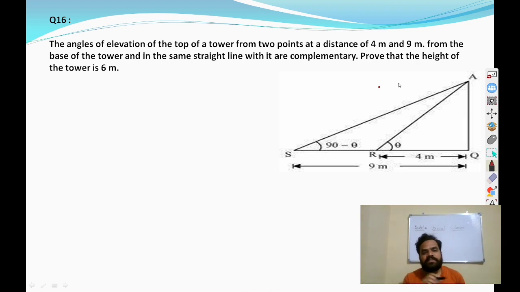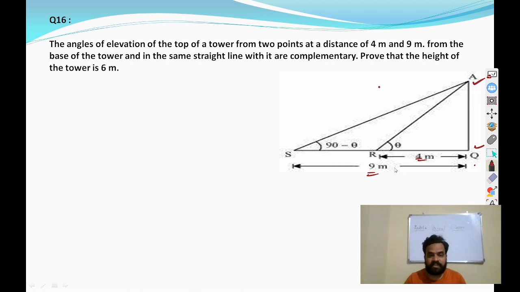The angle of elevation of the top of a tower from two points at a distance of 4 meter and 9 meter from the base of the tower. 4 meter and 9 meter means one point is at 4 meter, one point is at 9 meter from the base of the tower. So if I take this AQ as a tower, from its base one point is at a distance of 4 meter and one point is at a distance of 9 meter.